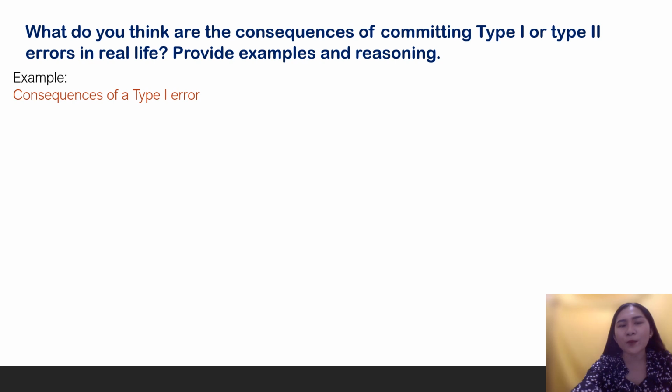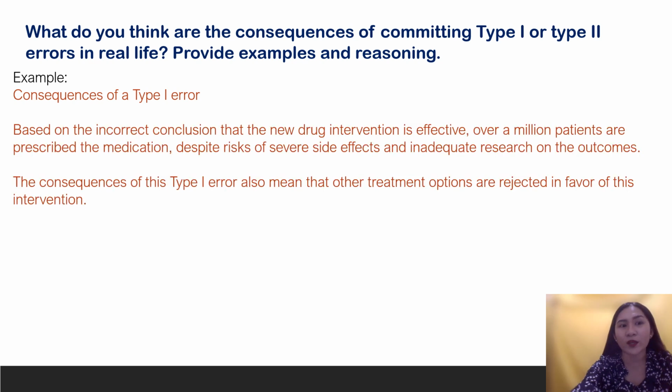Now, these are the examples of consequences of committing a type 1 error. Based on the incorrect conclusion that the new drug intervention is effective, in connection with the given problem earlier of producing a drug that can cure an autoimmune disease, over 1 million patients are prescribed the medication. Despite the risk of severe side effects and inadequate research on the outcomes, the consequences of this type 1 error also mean that other treatment options are rejected in favor of this intervention.